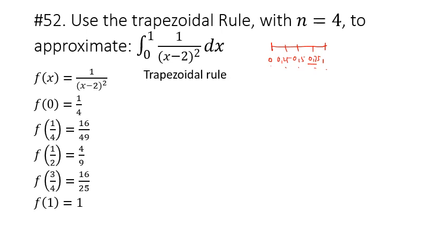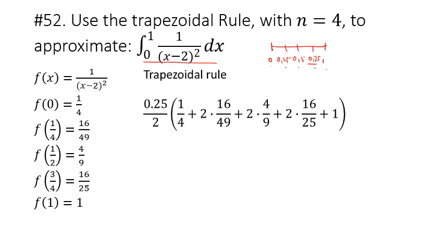For the trapezoid approximation, each interval delta x is 0.25. So 0.25 divided by 2, times parentheses: first this one, 1 over 4, plus 2 times 16 over 49, plus 2 times 4 over 9, plus 2 times 16 over 25. But the last one you do not multiply by 2, so the last one is only 1. Okay, if you calculate this, you get 0.5090. This is our approximation value.